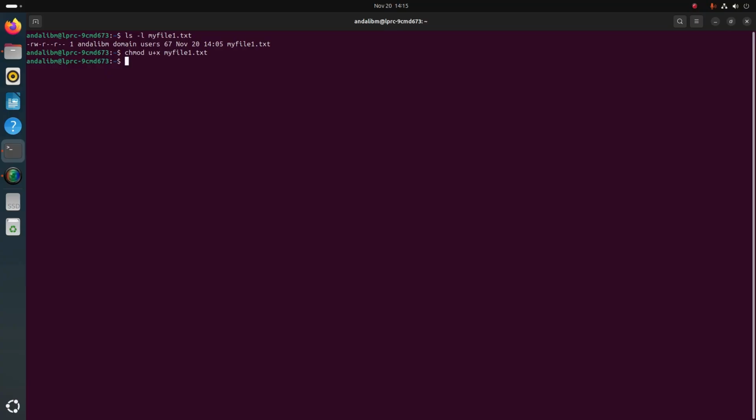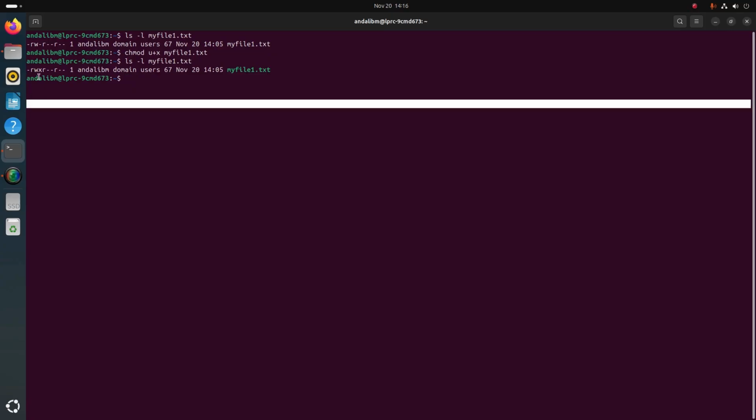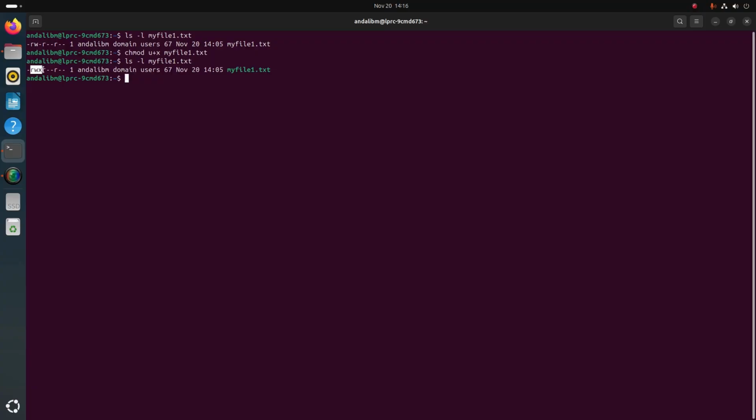And you see it did. Now again, executing a text file doesn't really mean much, but if I run ls -l again on this, look now, the first part of it is rwx, and that x means what? It means now I can execute this file. Now again, this is a text file, so execution is not necessarily super meaningful.